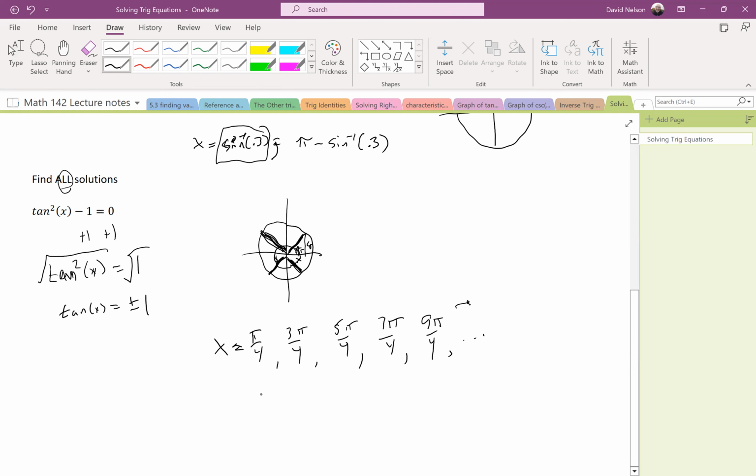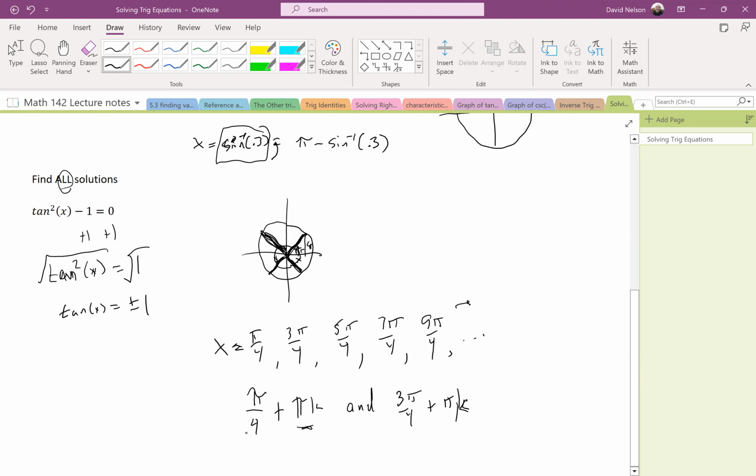And so what we end up with is a whole bunch of different values. We can look for a pattern, or we can just use our period. I know the period of the tangent function itself is pi, so I can write pi over 4 plus pi k, and 3 pi over 4 plus pi k. I'm going to get two separate ones for the tangent function, one for the positive one and one for the negative one, where you get the positive slope and the negative slope.